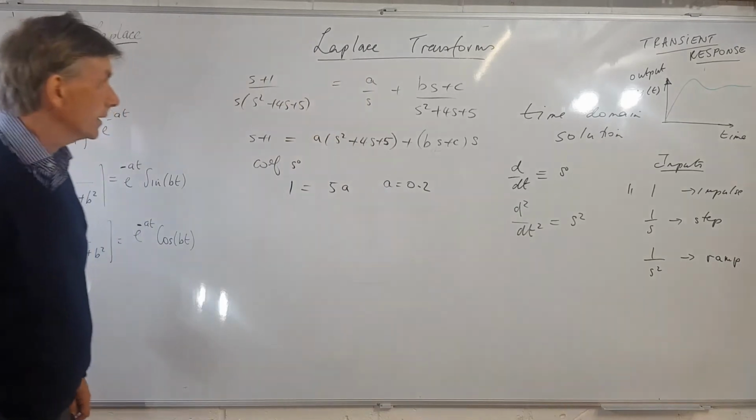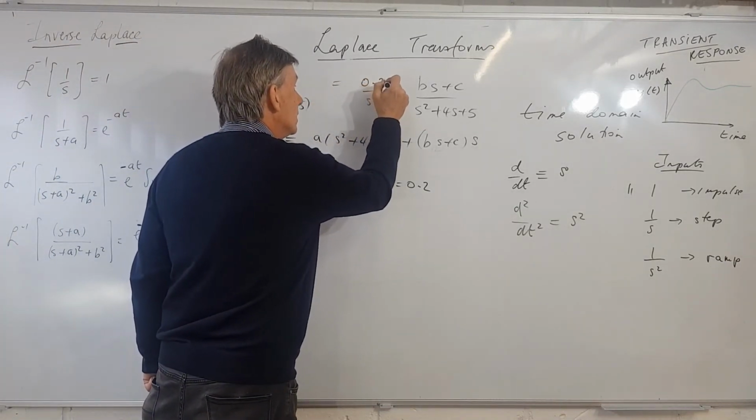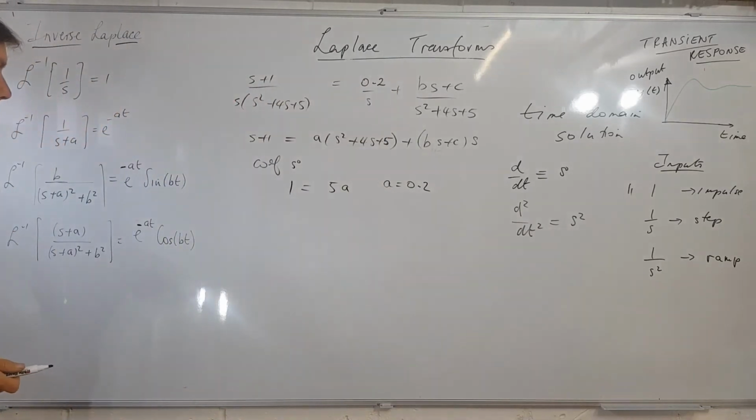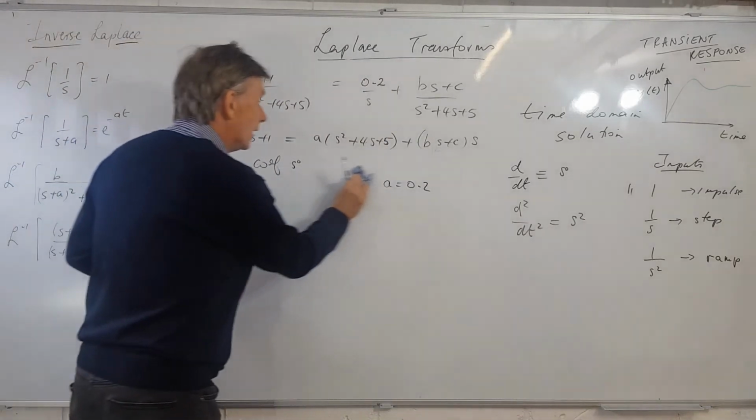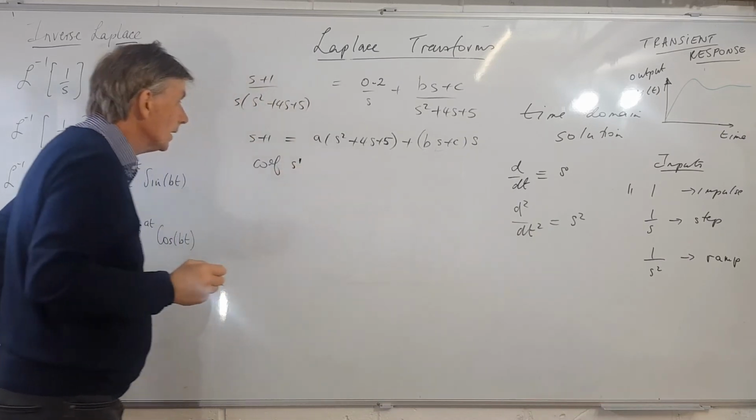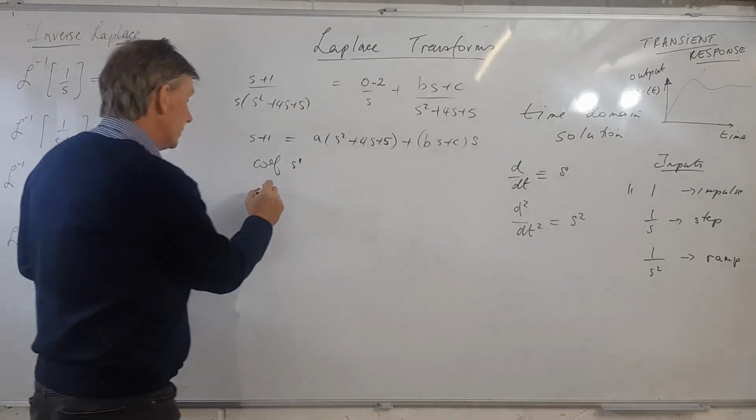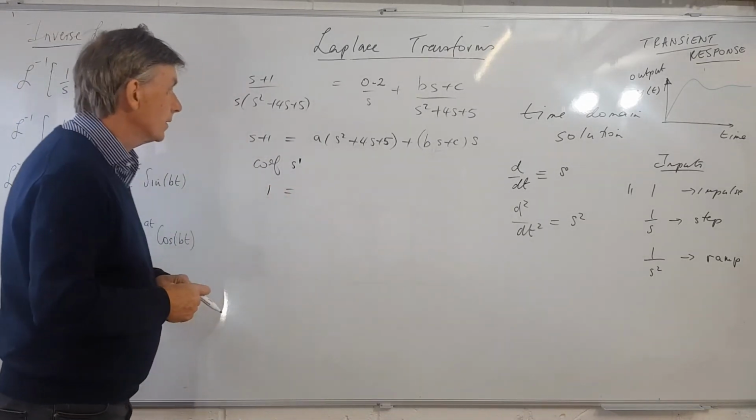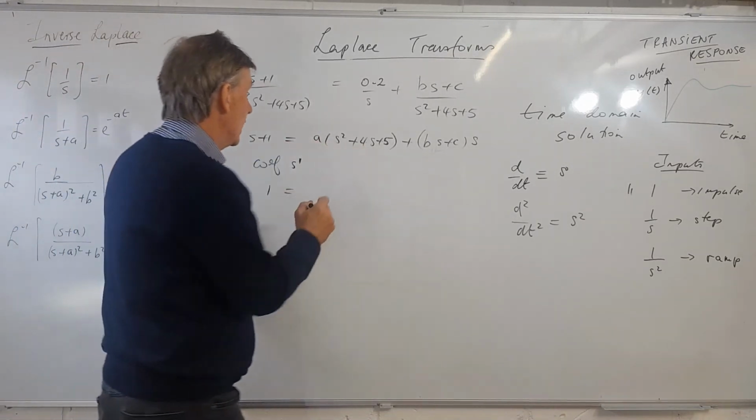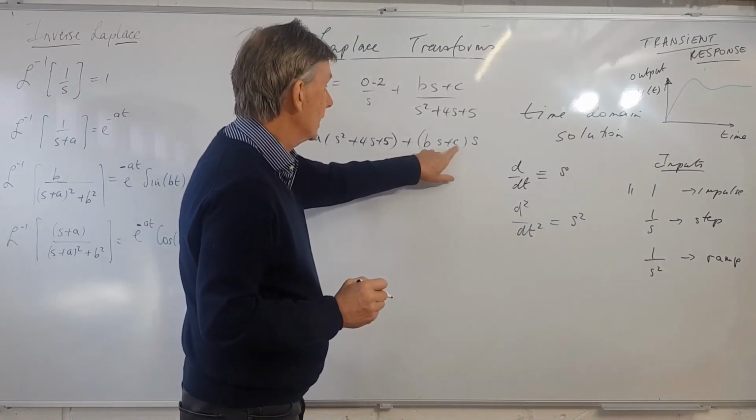So that's our first one done, a is 0.2. To the next one, we'll do the coefficient of s to the 1. So s to the 1 on this side, it's a 1 in there, so that's going to be 1. And s to the 1 this time will be 4a, and this time we'll have c.